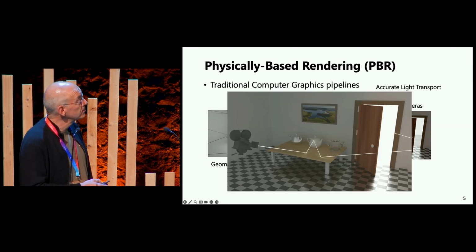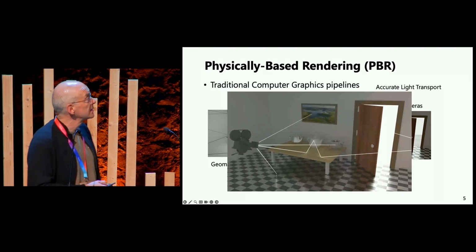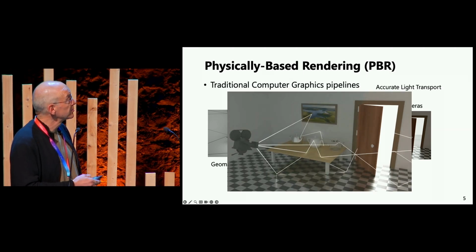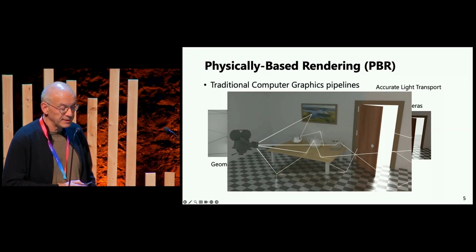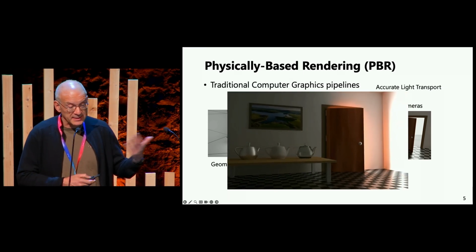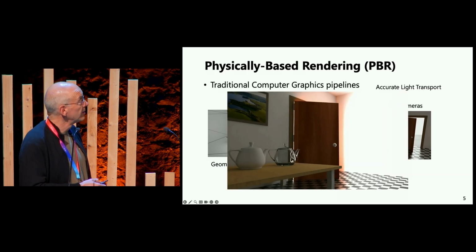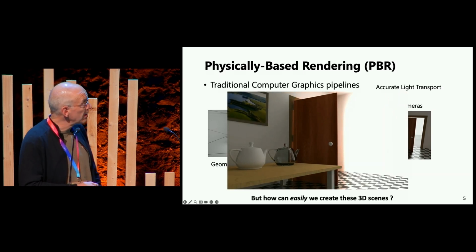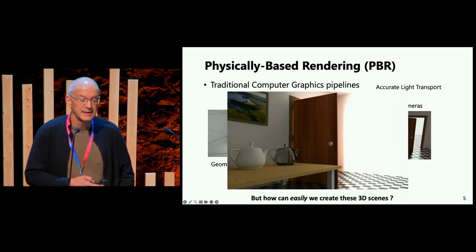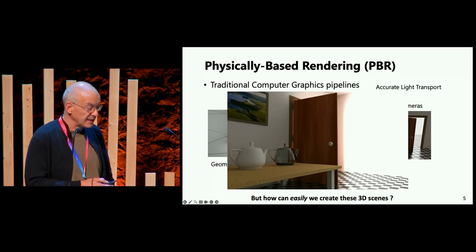And then you need to do an accurate light transport simulation, which these days is usually done using path tracing, which is illustrated with this little animation here. And of course, after that happens, we can have good quality, realistic looking environments. The big question is, how can you easily create these 3D scenes? And this has been one of the questions I've been looking at over the years.